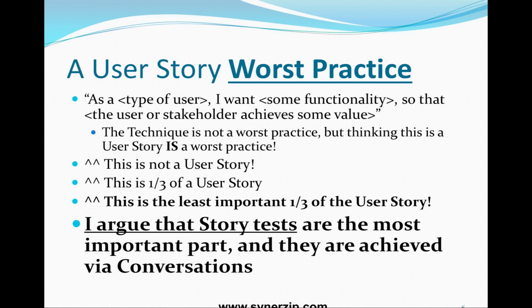Going back to the card, conversation, confirmations, the sentence there that you see on the screen is a card. The conversations are obvious. You have those around the details. And then what you hope to do is, out of the conversations, you want to get the story test or the acceptance test so that you'll know when that story is correct, complete, and done. So thinking that the user story is a single sentence to me is kind of a worst practice.